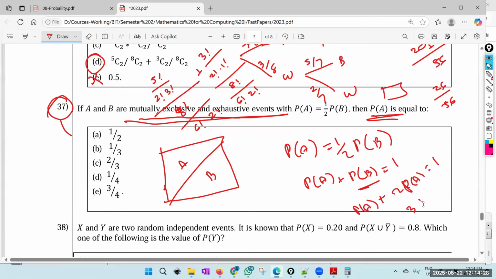So 3 times the probability of A is 1. So that means the probability of A is 1 out of 3.